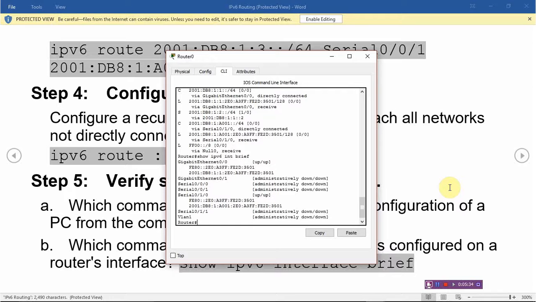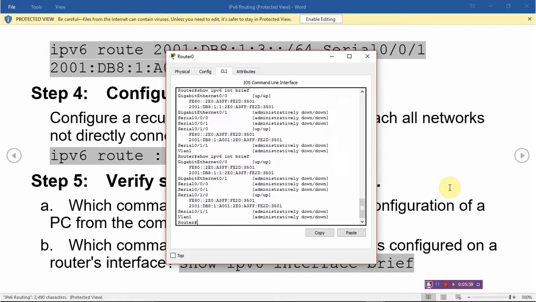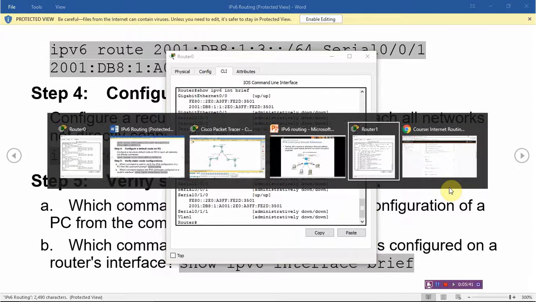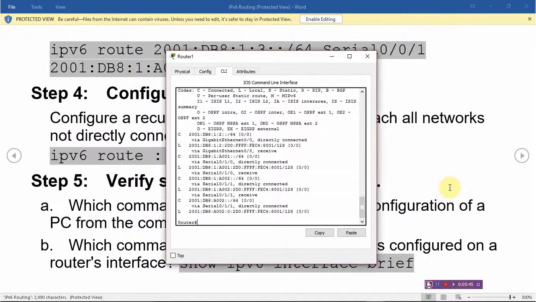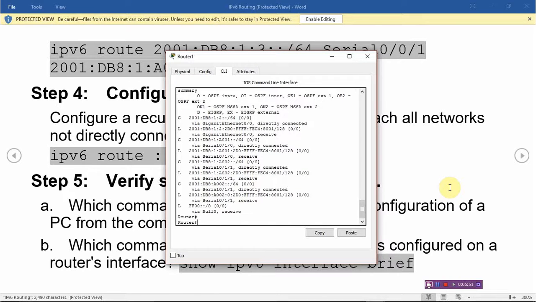This is the result for show ipv6 interface brief, and this is the show ipv6 route. This is the detail which will be given by the command prompt.